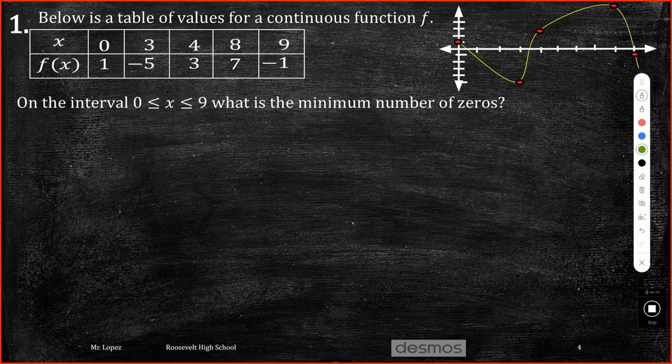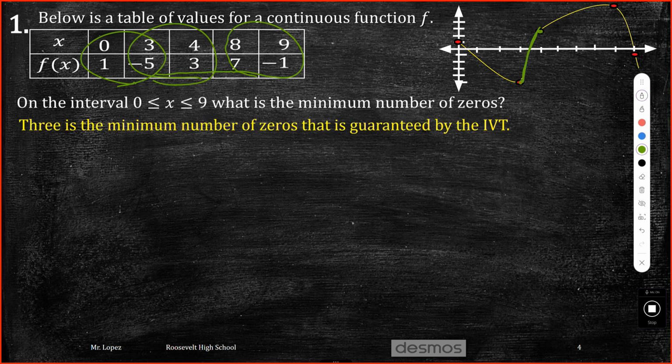And then you got 4 went to 3. So here, again, it must have crossed sometime at least once there. And then going back, whenever it changes signs, the number of times it changes signs is the number of zeros. So it changed signs there, and then it changed signs all the way here. So 2 times, would that be 2 times? No, there's another one here. So there's 3 times. So 3 is the minimum number of zeros that is guaranteed by the IVT, intermediate value theorem.